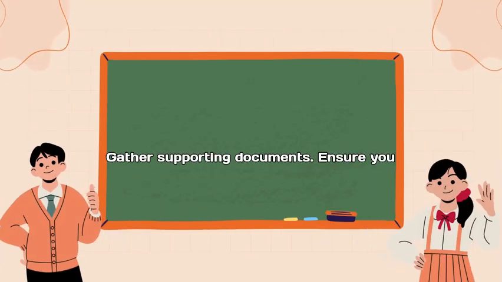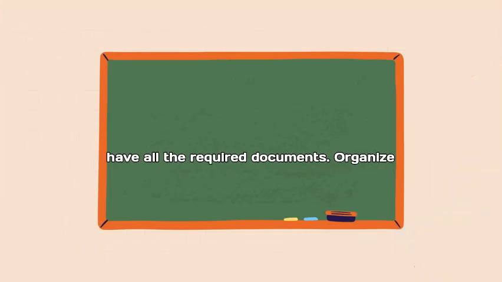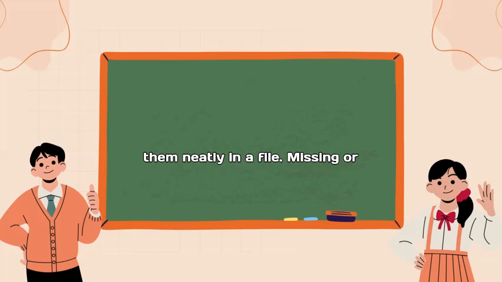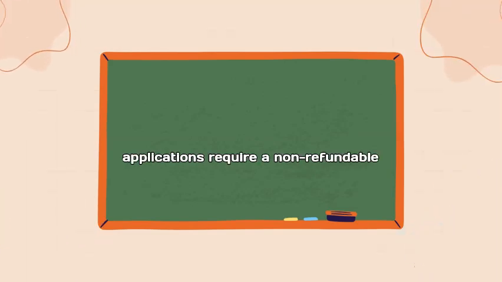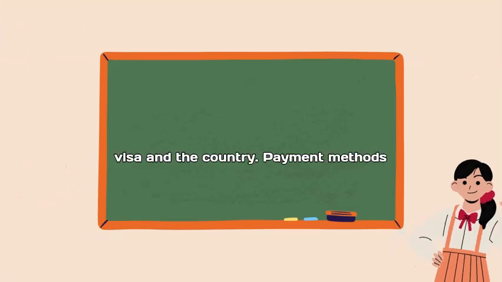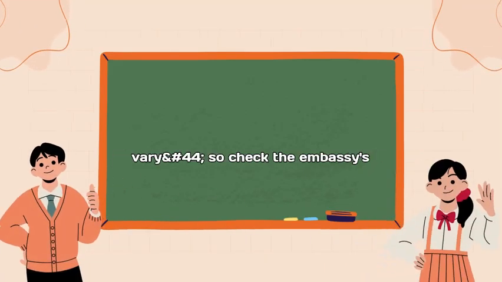4. Gather supporting documents. Ensure you have all of the required documents. Organize them neatly in a file. Missing or incorrect documents can cause problems. 5. Pay the visa fee. Most visa applications require a non-refundable fee. The amount depends on the type of visa and the country. Payment methods vary, so check the embassy's guidelines.